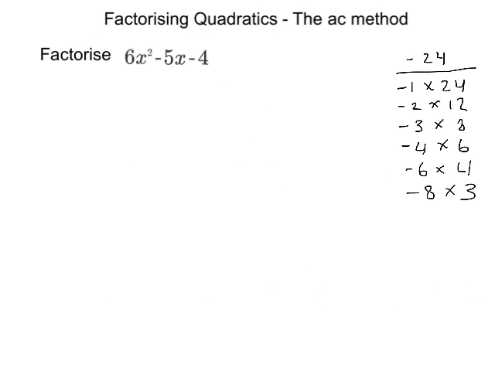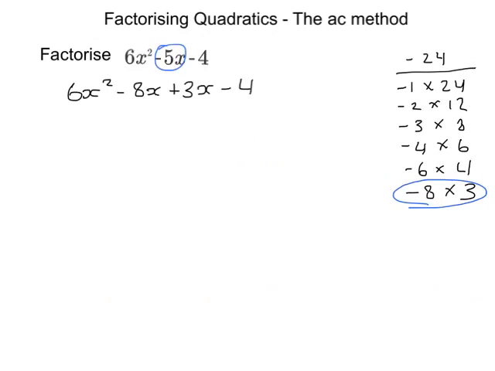And this is the one that I'm looking for. Minus 8 plus 3 gives me my minus 5. So I'm going to split up this quadratic into 6x squared minus 8x plus 3x minus 4. So now I'm going to look for a common factor in my first two terms. And we've got a common factor there of 2x. And in the bracket, we're going to have 3x minus 4.